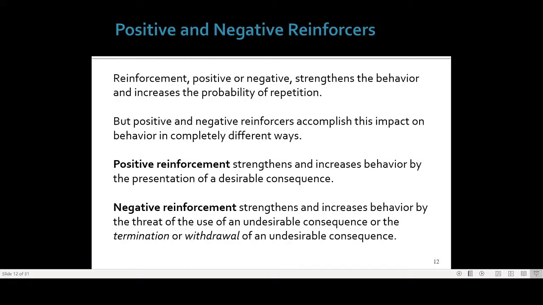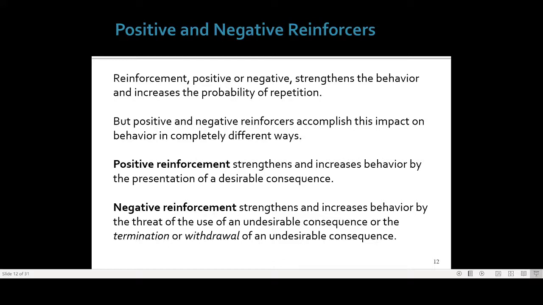So in the next slide, you can see reinforcement can be positive or negative, but it strengthens the behavior and increases the probability of repetition, whether it is positive or negative. But positive and negative reinforcers accomplish this impact on behavior in a completely different way. Now, positive reinforcement always strengthens and increases the behavior by presentation of desirable consequences. So that's going to increase the behavior. The repetition will increase by presenting desirable consequences.